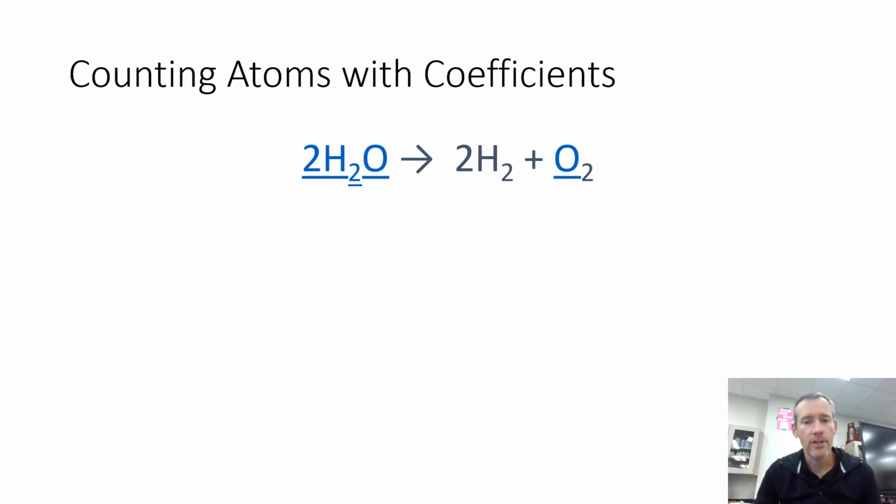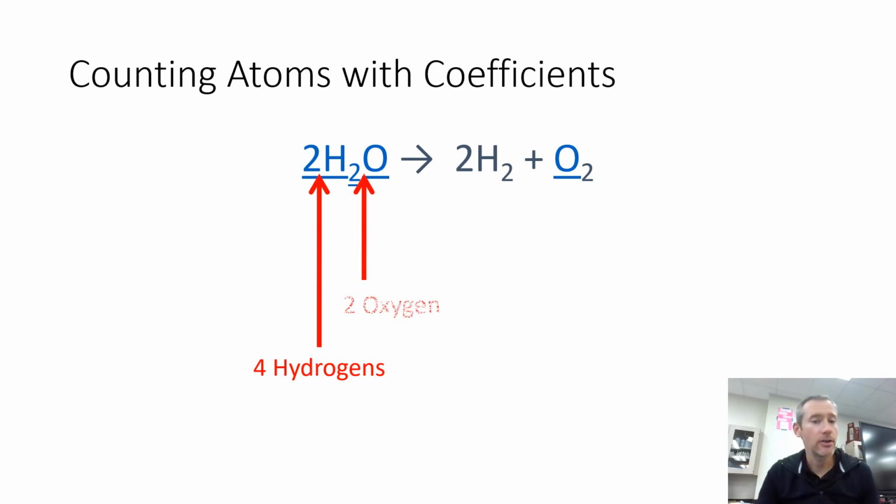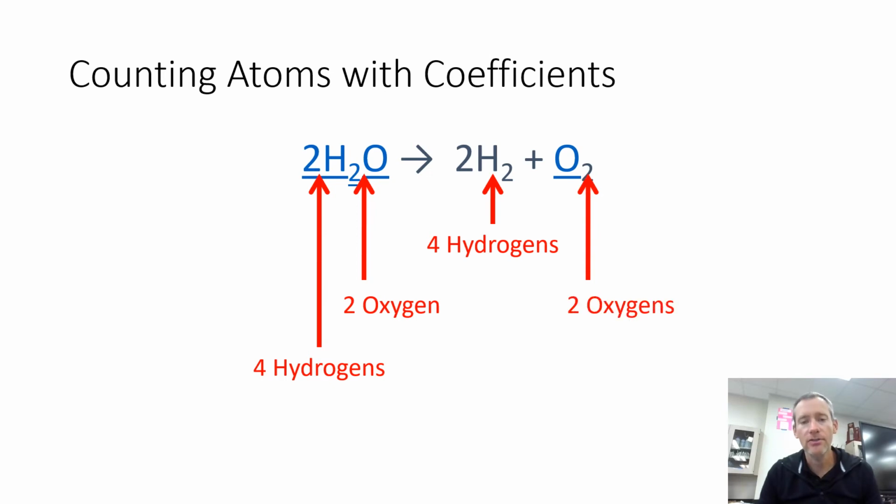Here we have H2O making H2 and O2. So you have a coefficient of 2. So for hydrogen, you should get 4. Okay. Oxygen, you have 2, because oxygen is 1 subscript. 1 times 2 is 2. For hydrogen, again, you should have 4, 2 times 2. And for oxygen, 2 oxygen atoms. Okay.